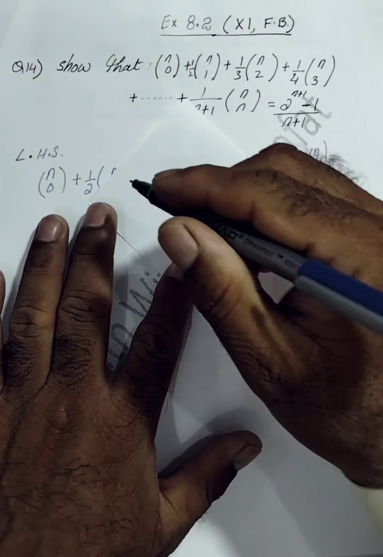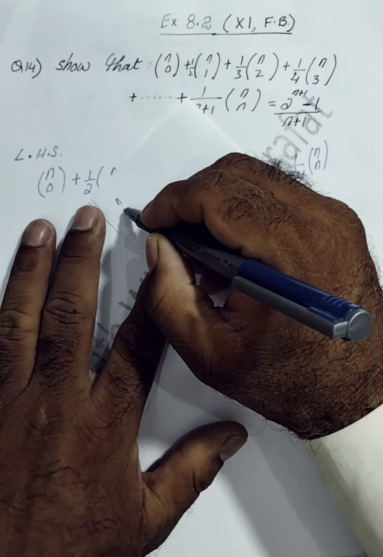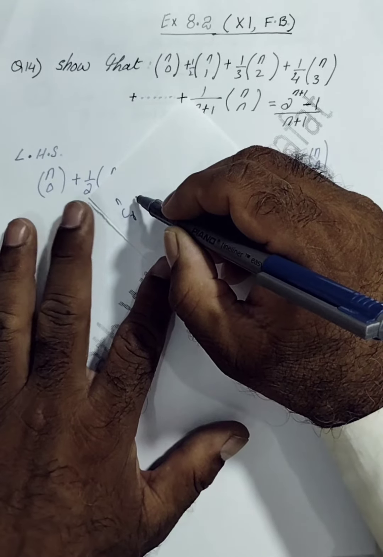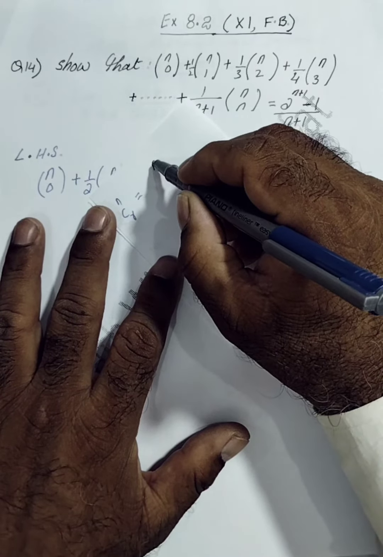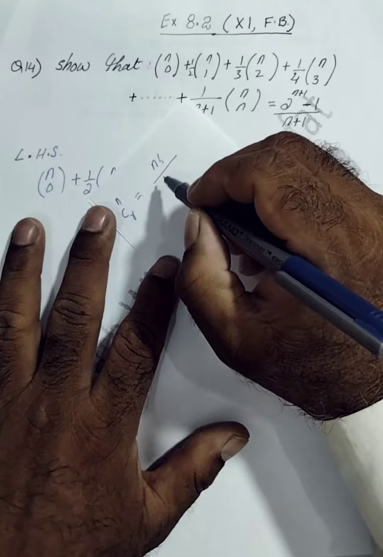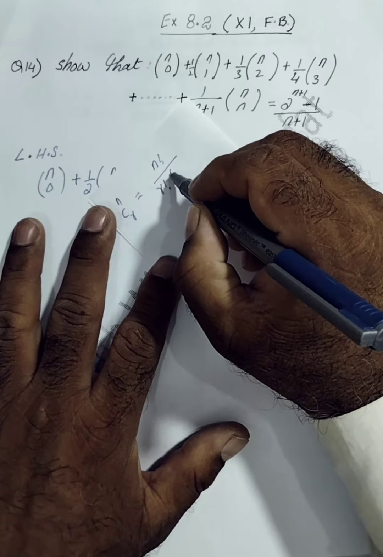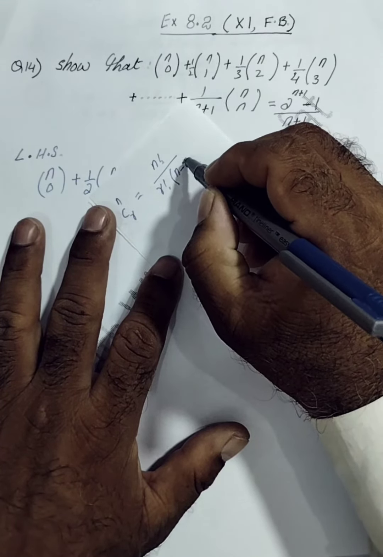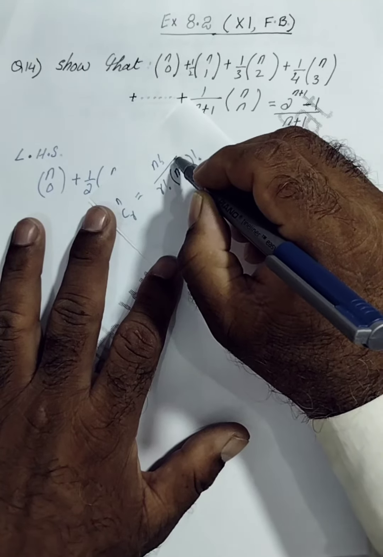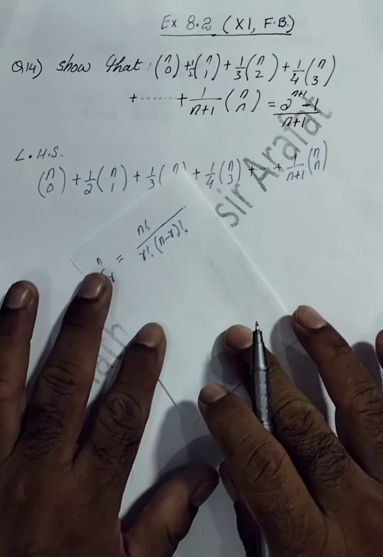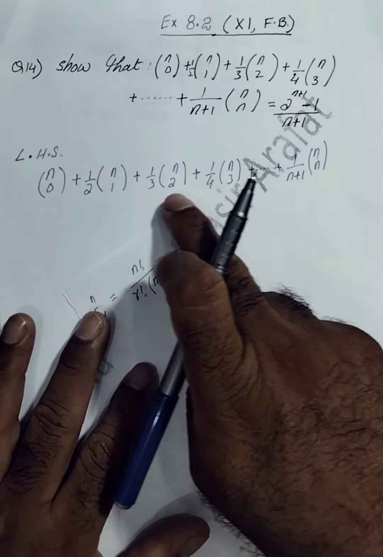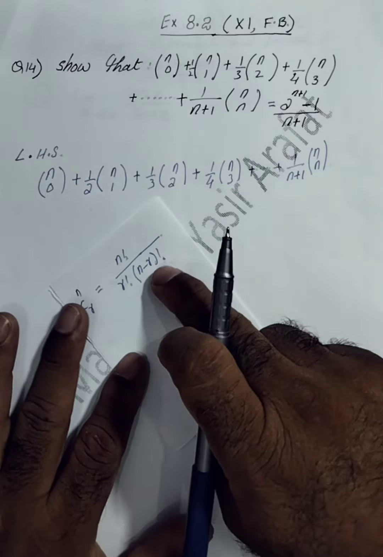Dear students, we have a combination formula here. If we have to expand nCr manually, this is n factorial divided by r factorial, and this is n minus r factorial. We have to expand all these combinations using this formula.